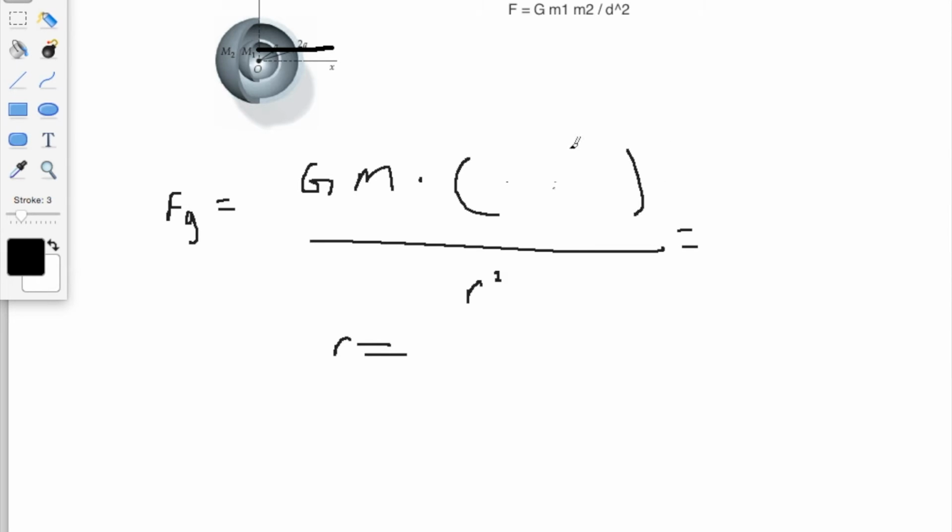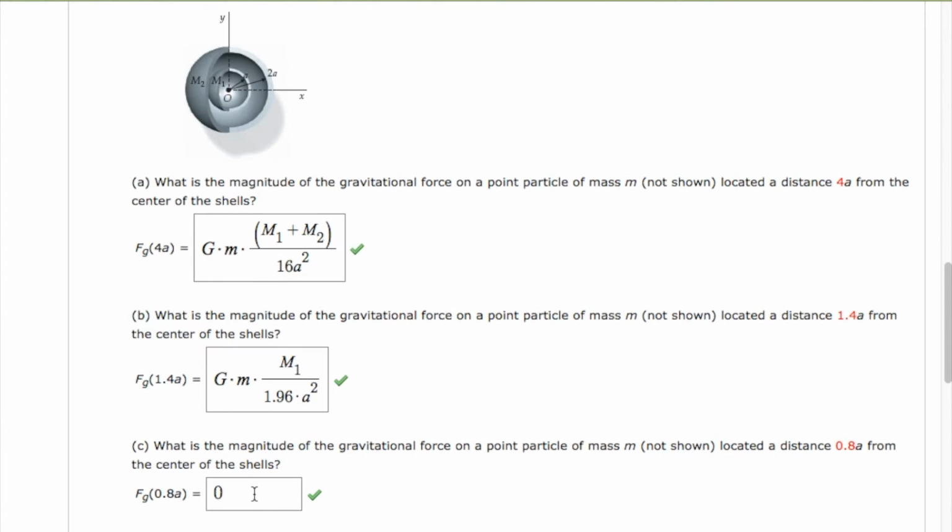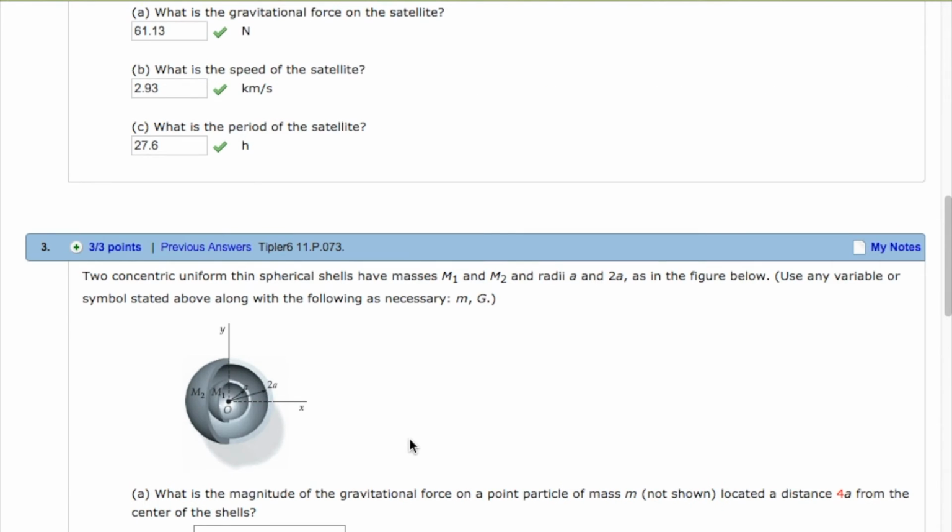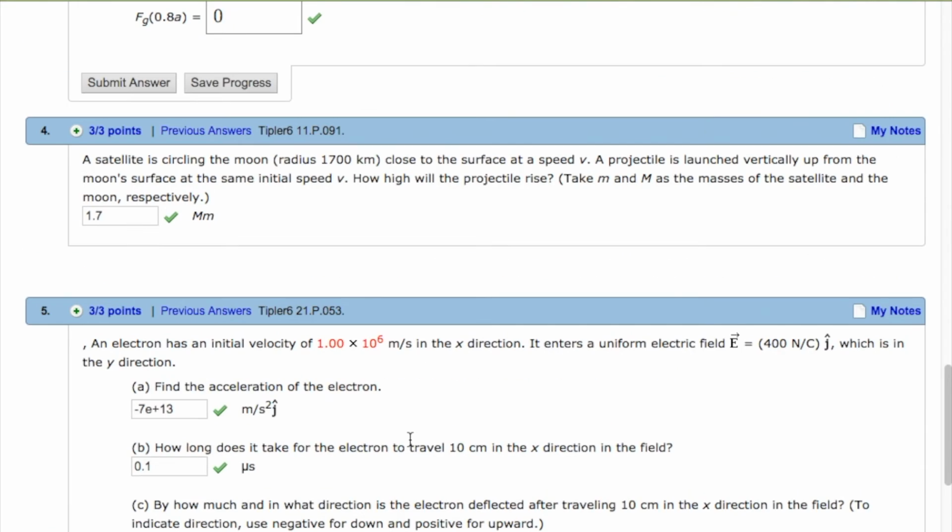So because there's no force to add, this formula is not even applicable because there is no force. So the force is just immediately 0, which is what the answer is. Okay, so I think we're making good time.